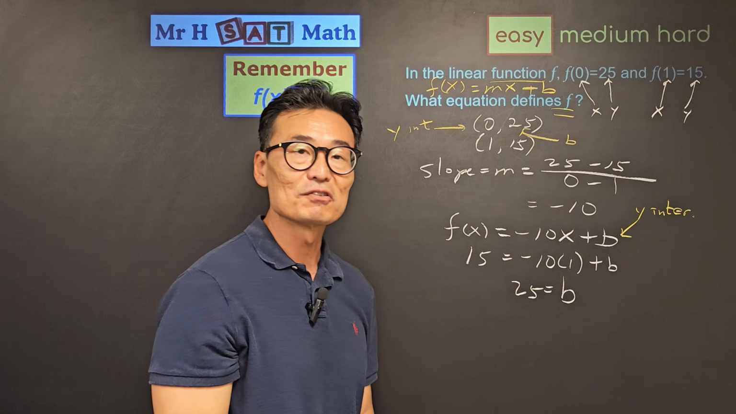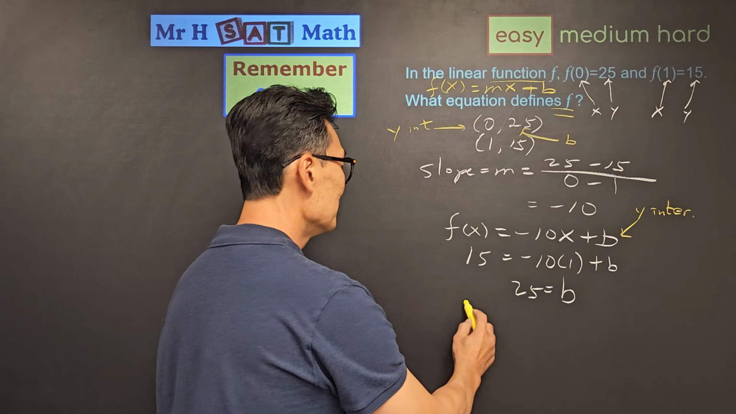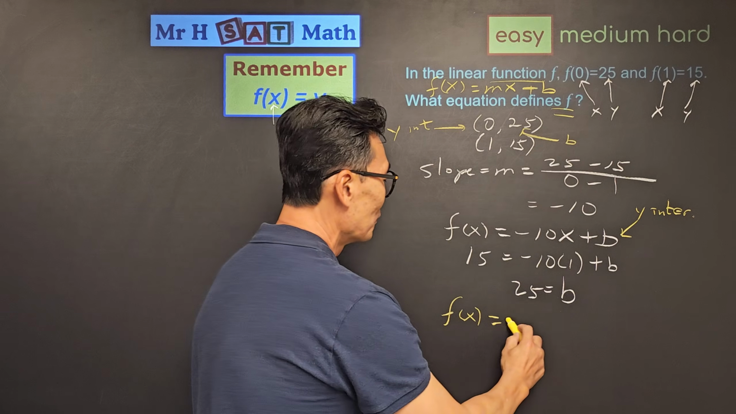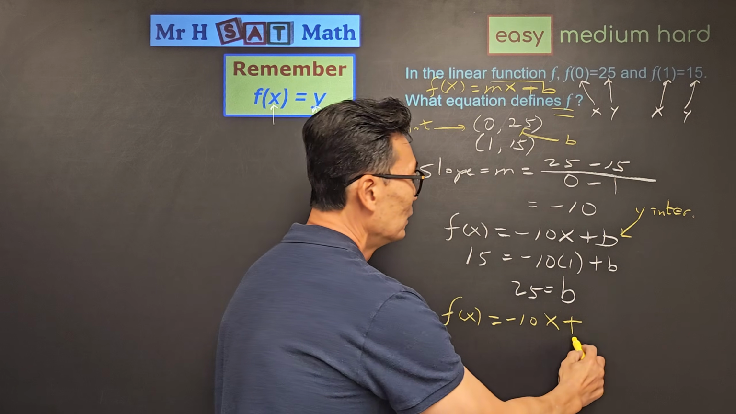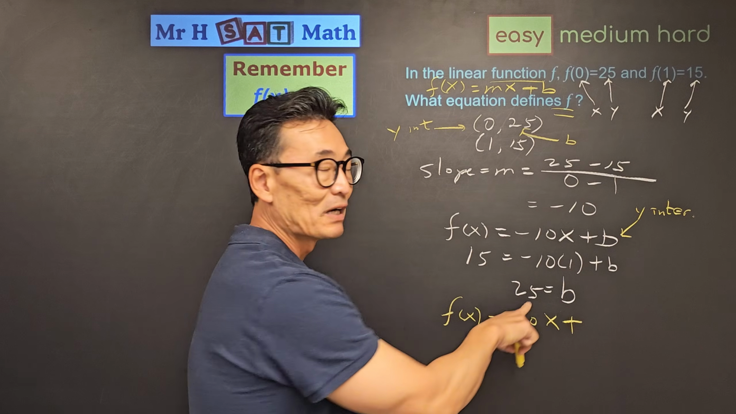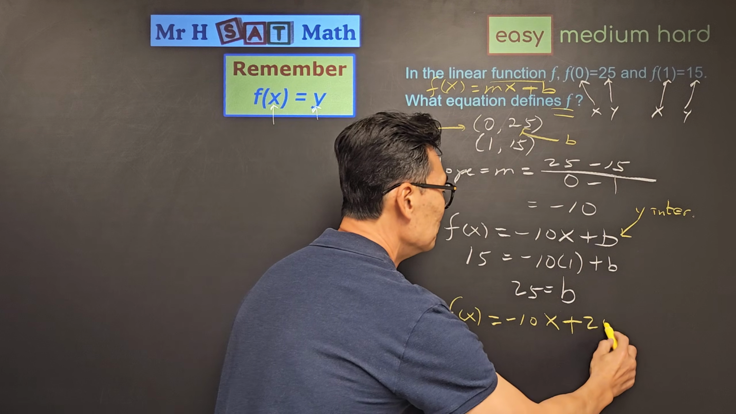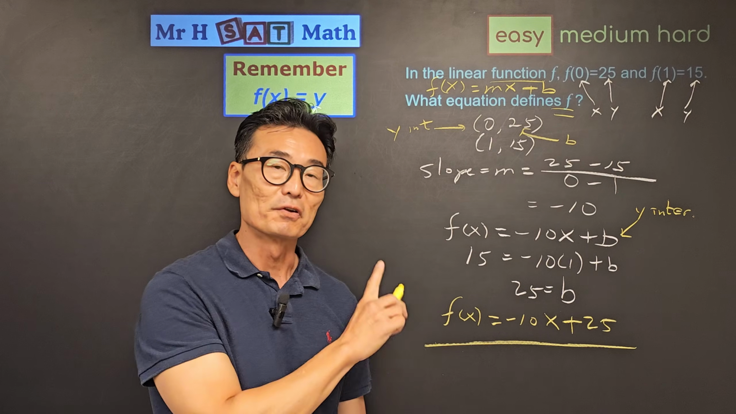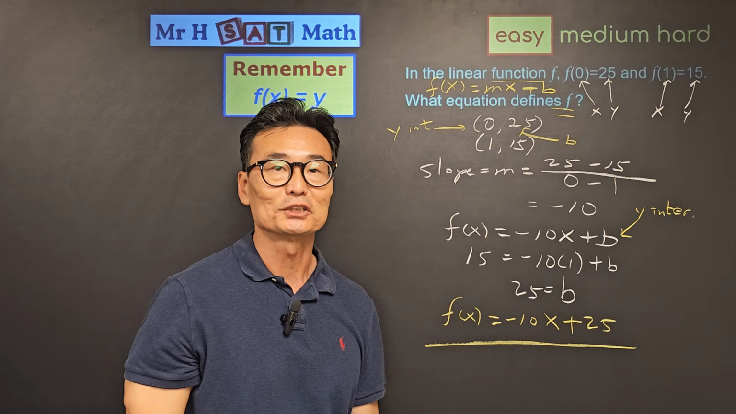Then our final answer or the function is going to be negative 10x that we started with, plus the b value, which we found to be 25. And that's going to be our final answer for this SAT math question.